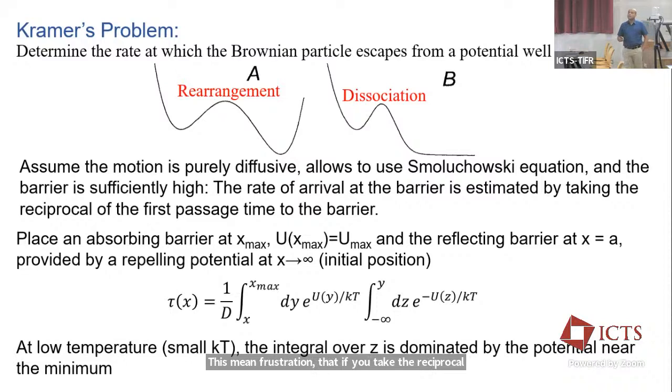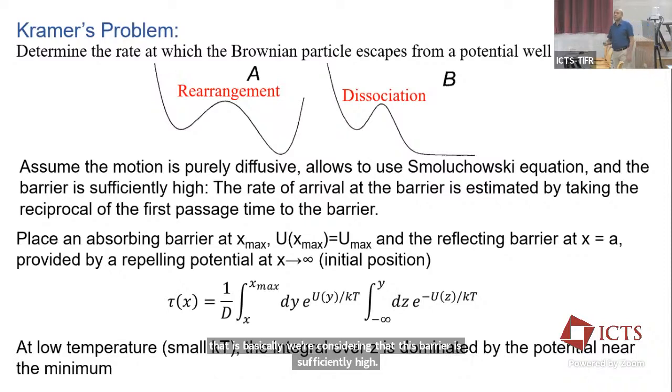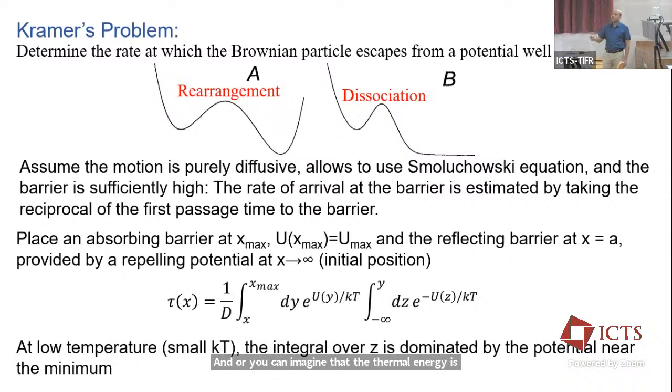One important thing I want to mention is that this whole theory that we have discussed here considers that the barrier is sufficiently high, or you can imagine that the thermal energy is sufficiently low, meaning kT is very low, or the barrier is high. Under this condition, this particular relation holds. So just keep that in mind.